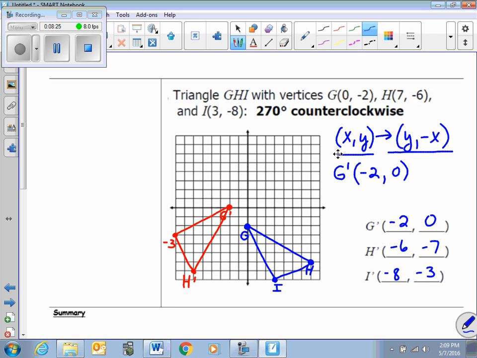So I can see that that's how I'm going to go about finding my image points. I do the same for H prime and I prime, and I get the vertices you see there, and then I did sketch in the transformed triangle. Our next lesson will be on symmetry.